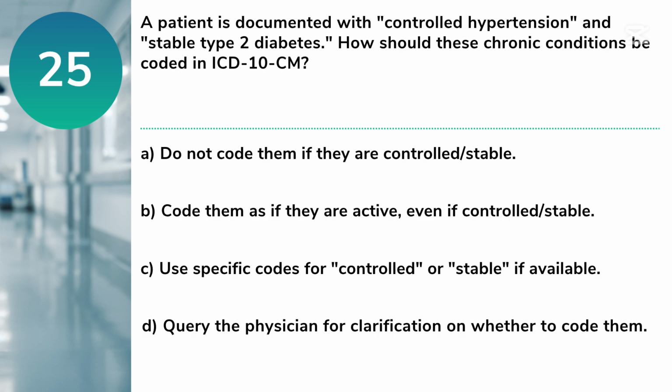Question 25. A patient is documented with controlled hypertension and stable type 2 diabetes. How should these chronic conditions be coded in ICD-10-CM? A. Do not code them if they are controlled/stable. B. Code them as if they are active, even if controlled/stable. C. Use specific codes for controlled or stable if available. D. Query the physician for clarification on whether to code them.